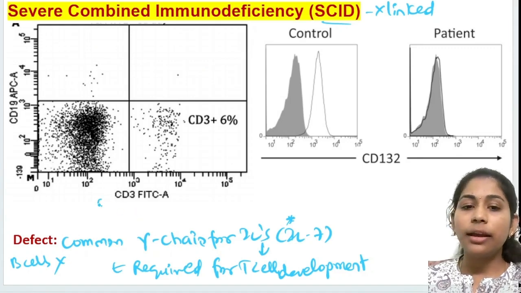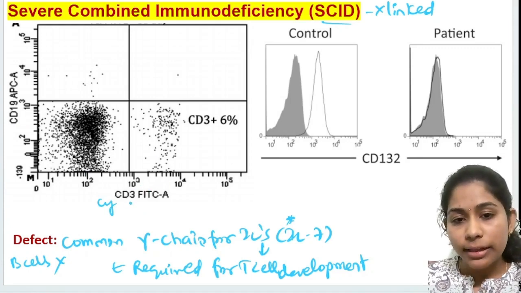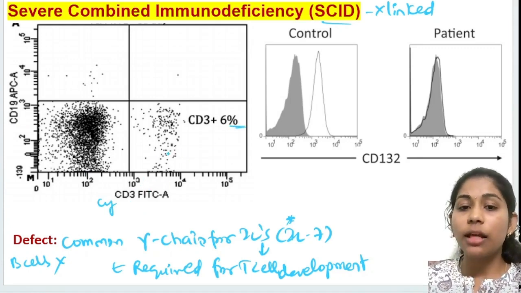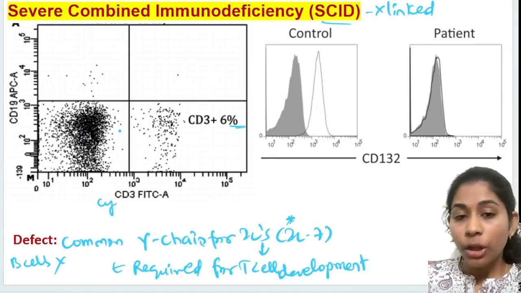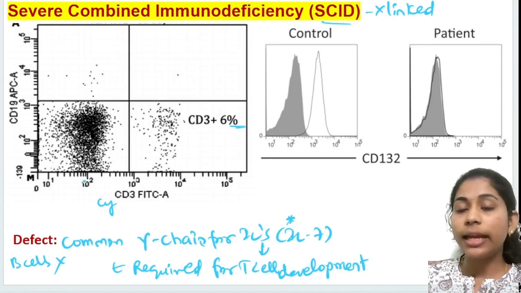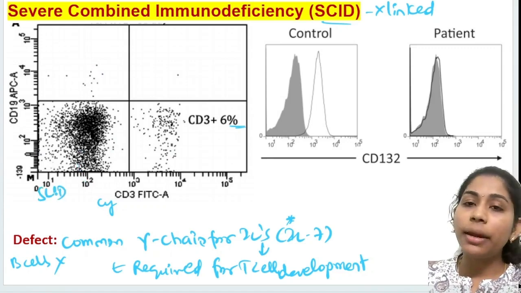So what is the marker for T? It is cytoplasmic CD3, and for B it is CD19. If you see here, the CD3, how many cells are there? Only 6% of the lymphocytes are expressing CD3. And CD19, none of them, not even 1%. Okay. So the majority are negative for both CD3 and CD19. That means B and T cells are not forming. So it is SCID. We can identify that combined deficiency is there.